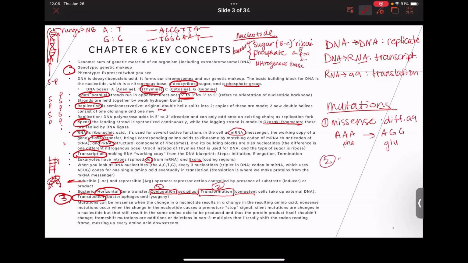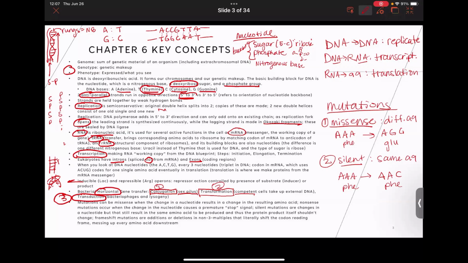Second one would be silent. We're gonna have the same amino acid, but a different nucleotide sequence. So if it was AAA, and that got changed, AAA got changed to AAC, but they both still code for phenylalanine. It's a different nucleotide sequence. You definitely changed the nucleotides, but it still codes for the same amino acid.